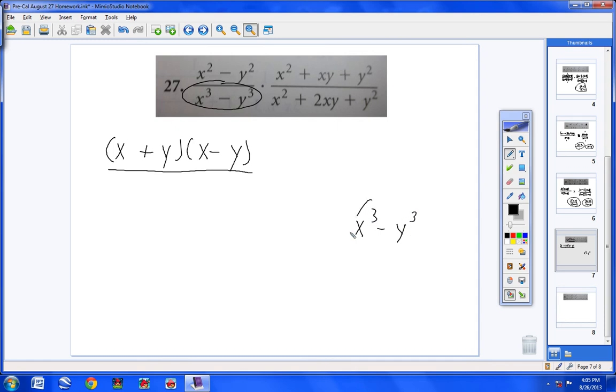However, this is a perfect cube and this is a perfect cube. We know the cube root of both of those. Remember what to do? You put a little parentheses and a big parentheses. The cube root of x cubed is x. The cube root of y cubed is y.